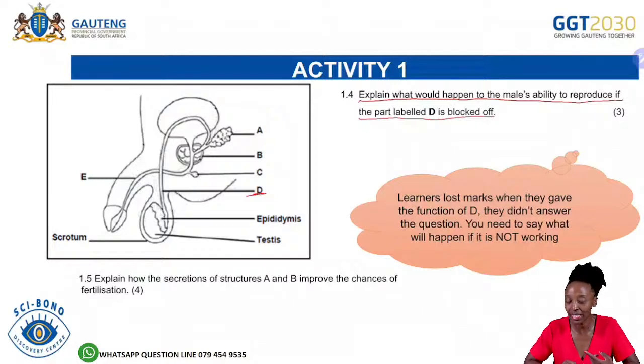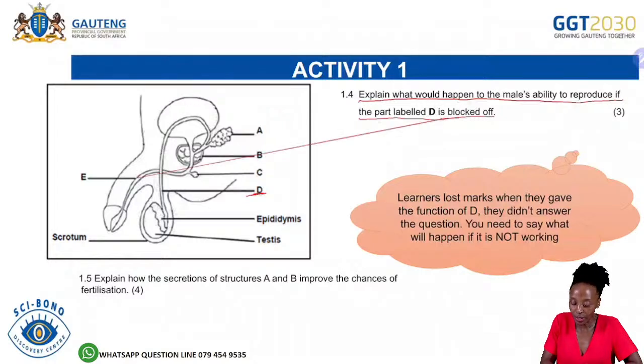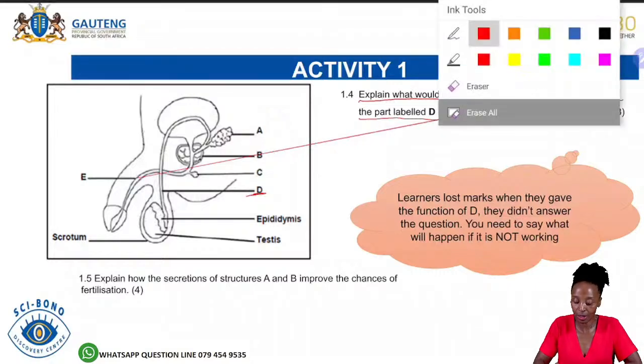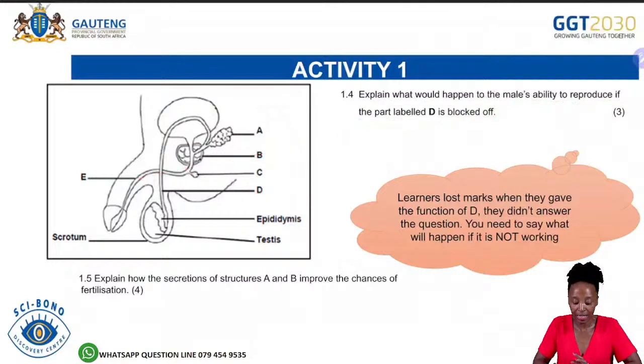What is the function of part D? To transport the sperm cells from the epididymis up into the what? Into the urethra. So if it is blocked, what will this mean? If it is blocked, then it will mean that there won't be any fertilization because the sperm cells will not be transported up into the female body. There will be no fertilization, there will be no formation of what? Of the zygote.